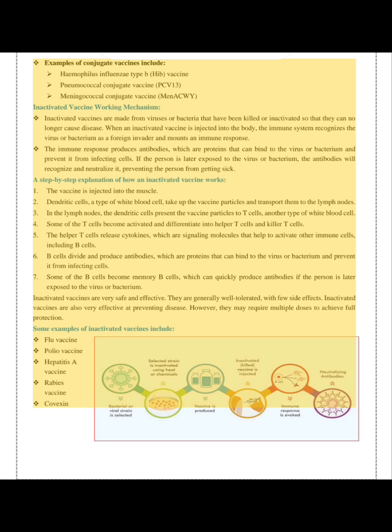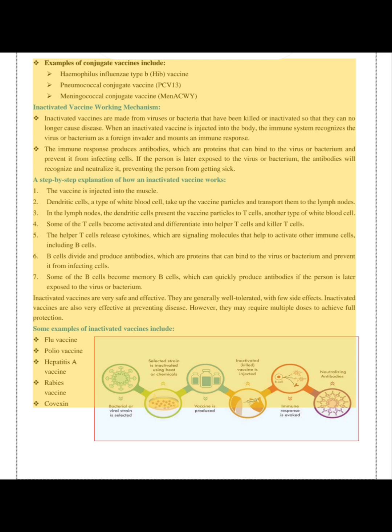A step-by-step explanation of how an inactivated vaccine works. 1. The vaccine is injected into the muscle. 2. Dendritic cells, a type of white blood cell, take up the vaccine particles and transport them to the lymph nodes. 3. In the lymph nodes, the dendritic cells present the vaccine particles to T cells, another type of white blood cell. 4. Some of the T cells become activated and differentiate into helper T cells and killer T cells.